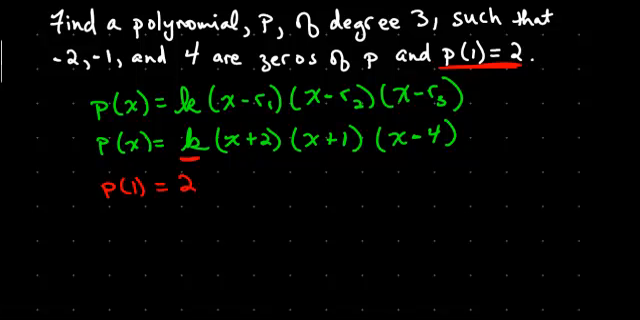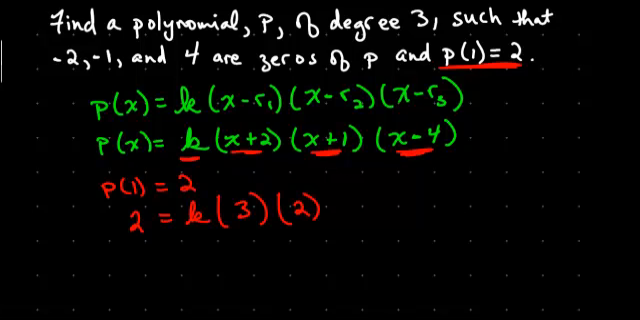So I set p of 1 equal to 2, and I get 2 equals k times, x is 1, so I get 1 plus 2 is 3. x is 1, so I get 1 plus 1 is 2. And x is 1, so I get 1 minus 4 is a negative 3. That is p of 1 equals 2. So we put a 1 in for everywhere there's an x, and we set it equal to 2.